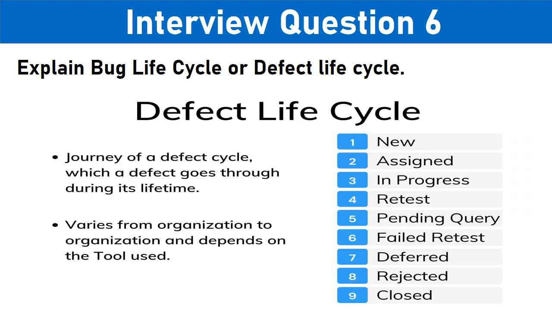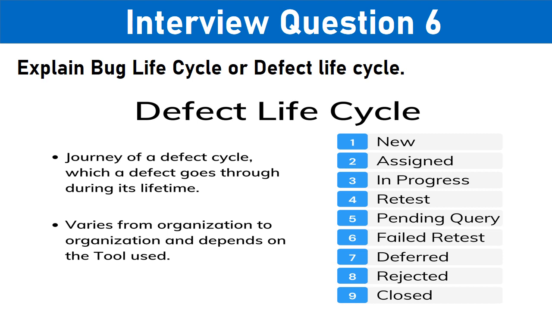Next question which we deal with every day again is, explain bug lifecycle or defect lifecycle. A defect lifecycle is a process in which a defect goes through various phases during its entire lifetime. It starts when a defect is found and ends when a defect is closed, after ensuring it's not reproduced. We can also see the defect lifecycle states in the picture.